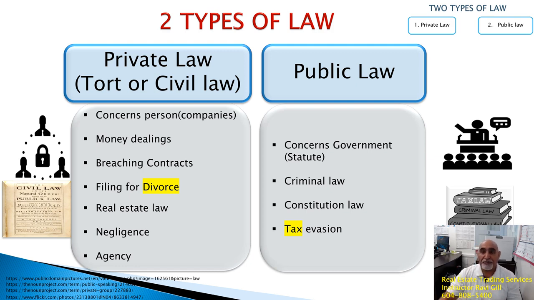So for your exam, you need to know that there are two types of law. One is called private and the other is called public. Private is the small stuff between people and between a person and a company, and the public is between the government and the person.